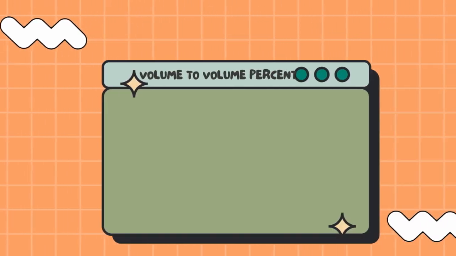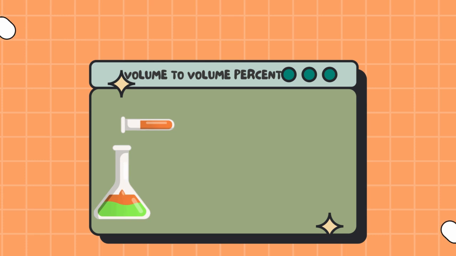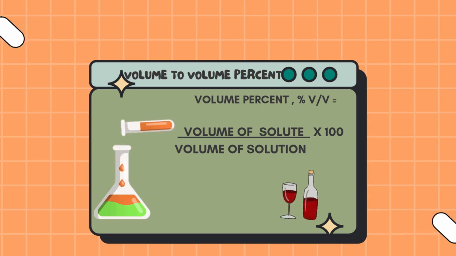Two, volume to volume percent. This is used when both the solute and the solution are liquids, measured by volume. The formula is volume of solute divided by volume of solution, times 100. A good example is alcohol in beverages.